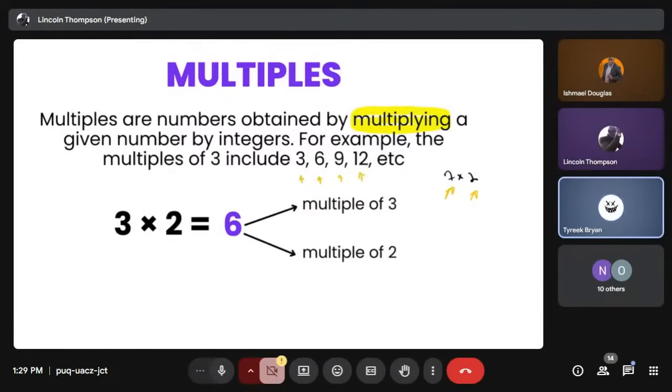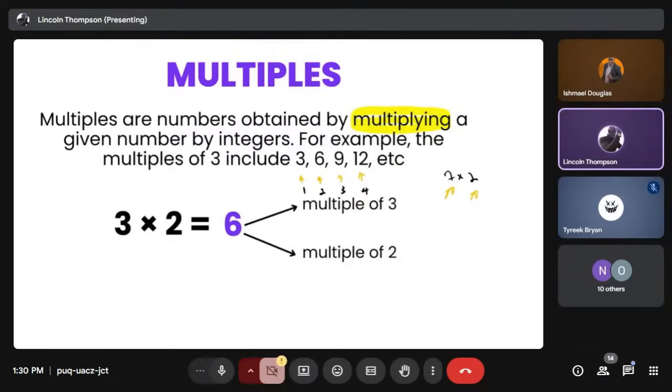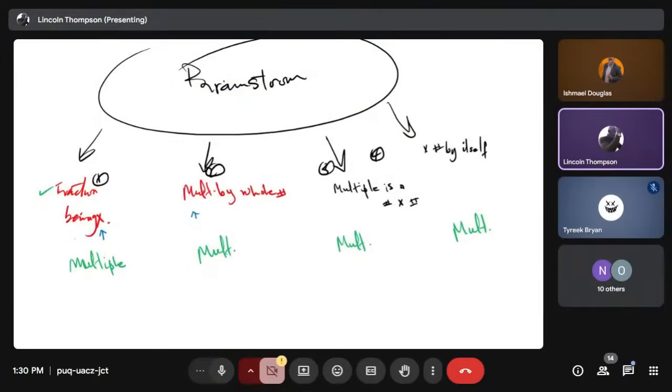1, 2, 3. All right. Excellent. So by 1, by 2, by 3, and by 4. That's great. So let's look at the number 6. For this specific example, 2 and 3 are multiplied. So 6 would be a multiple of 2 and 3. And it might sound a little bit confusing, but we're going to clear that up as the examples progress.